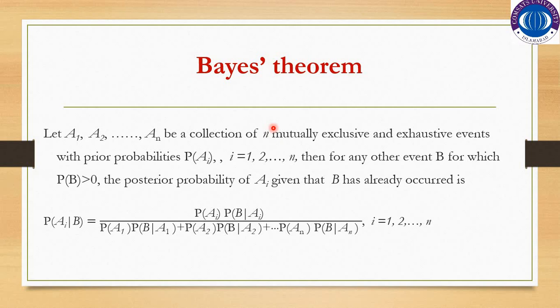Then for any other event B for which probability of B is greater than 0, means there should be some probability of occurrence of the event B, as we know that if the probability of any event is 0, it would indicate that it is the impossible event. Then the posterior probability of AI given that B has already occurred is this. As you can see that the word given that is used.